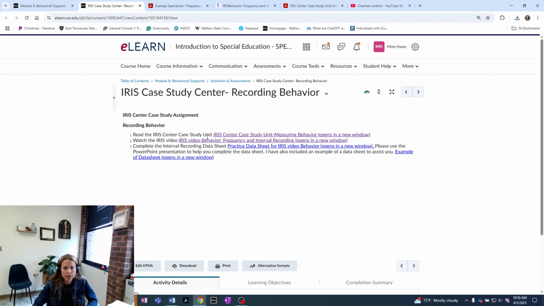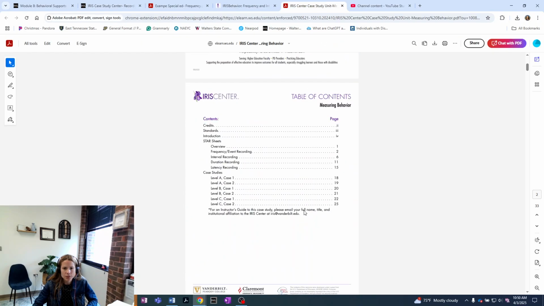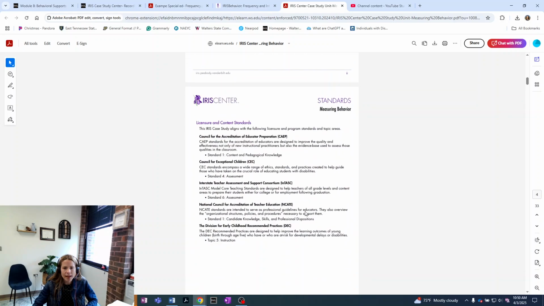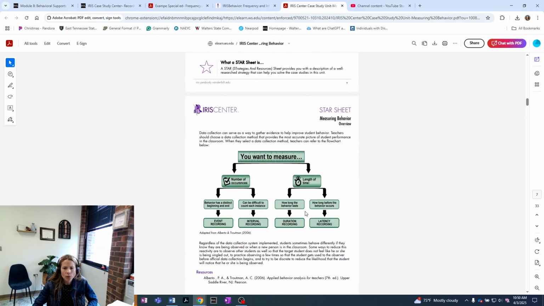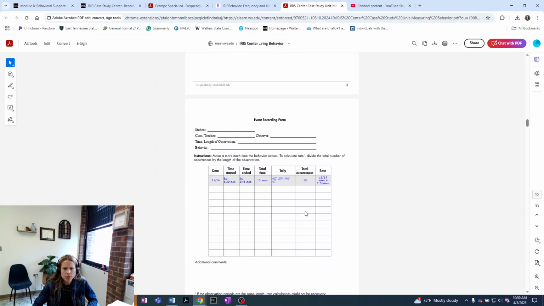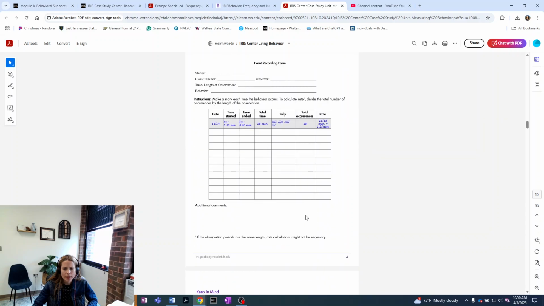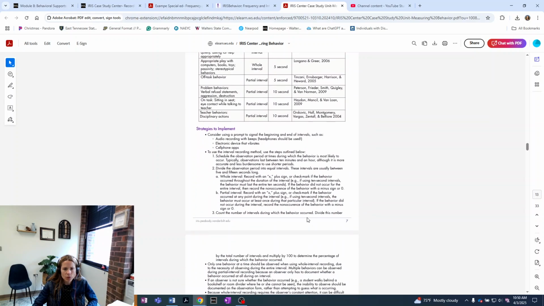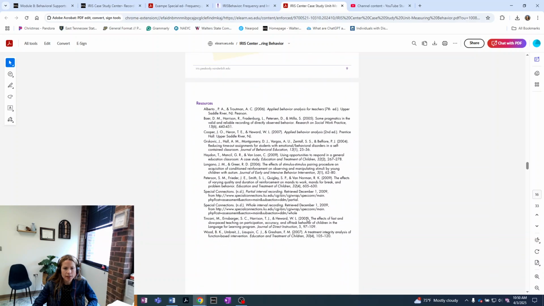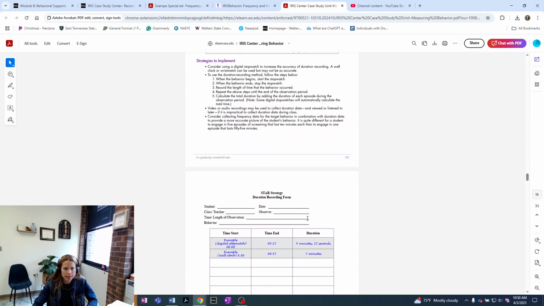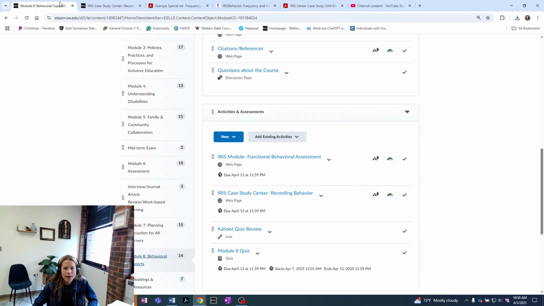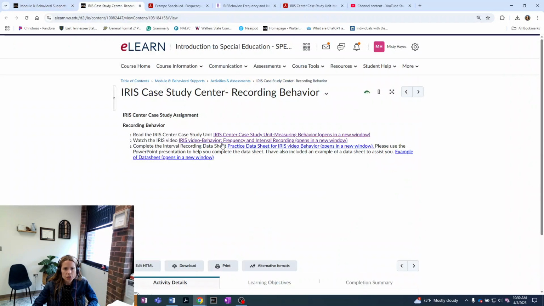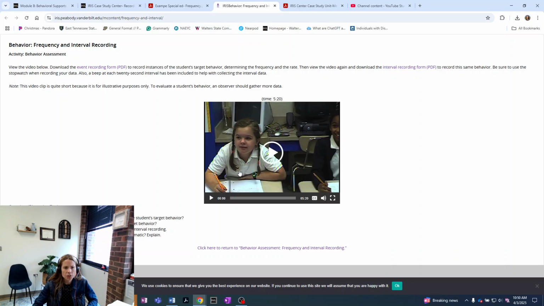The first thing you're going to do is read the case study unit that talks about measuring behavior, which is here. Okay, so I want you to read through this. Specifically, I want you to focus on where you collect data. So this would start on page 4, and I want you to look specifically at event recording and interval recording, because those are the sections where you're going to be practicing. So that's what I would look at. After you look at that, you're going to watch a video that says frequency and interval recording. Okay, so you're going to watch this video.